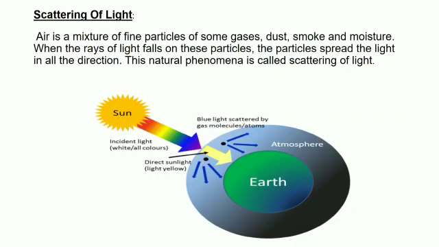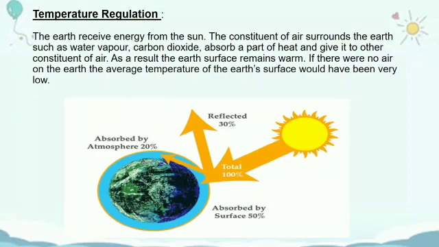Scattering of light. Scattering is the phenomenon in which light rays get diverted from their straight path on striking an obstacle. Air is a mixture of very fine particles of some gases, dust, smoke and moisture. When rays of light fall on these minute particles, the particles spread the light in all directions. This natural phenomenon is called scattering of light.